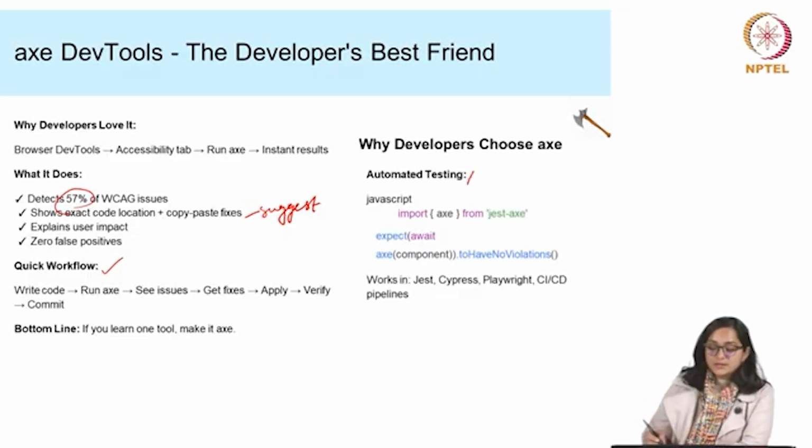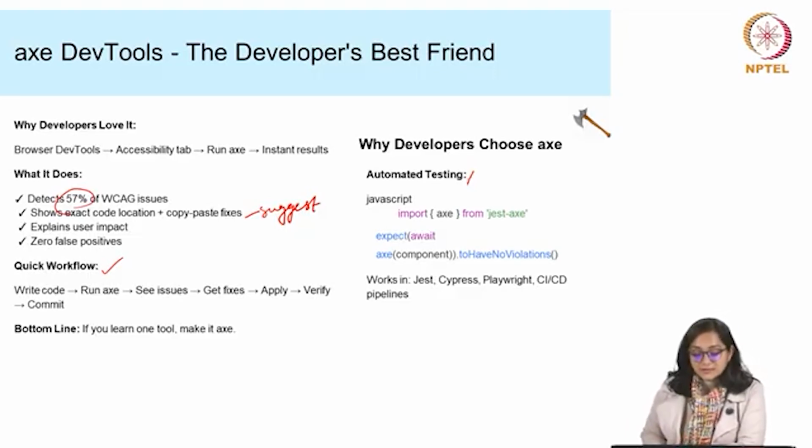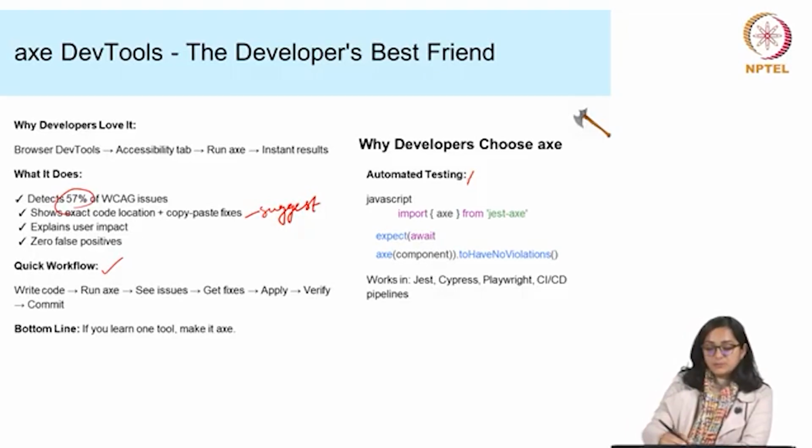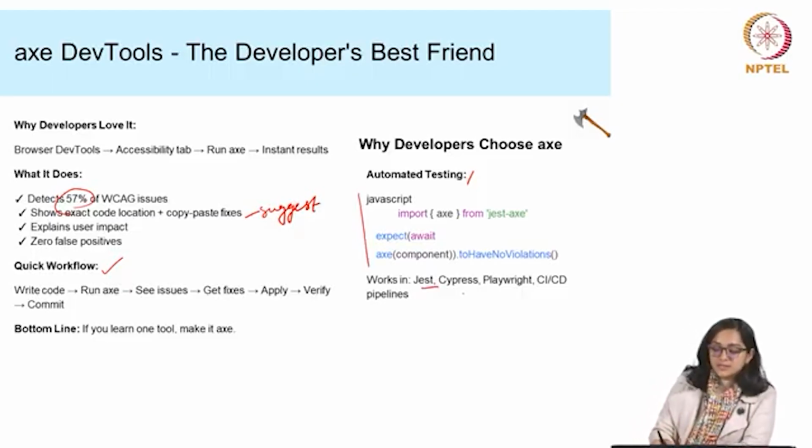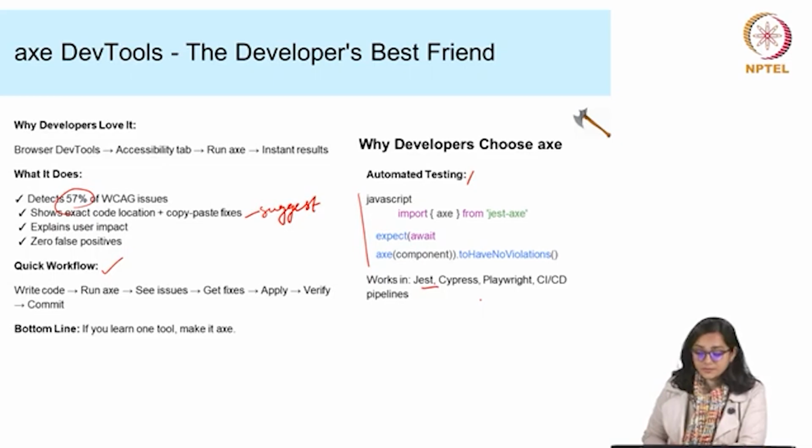So automated testing with Axe is quite easy, and maybe this is the script that you need to include. It works with Jest, Cypress, Playwright, and all of these other pipelines.